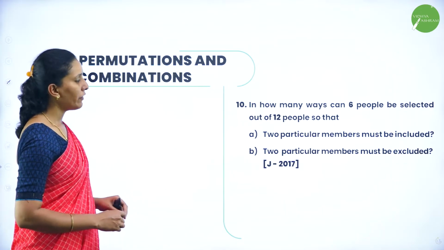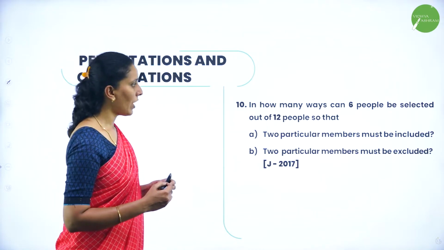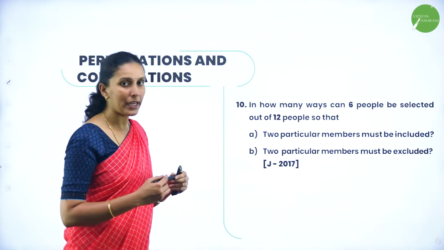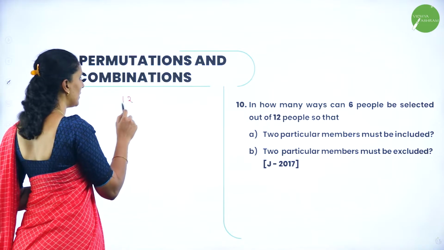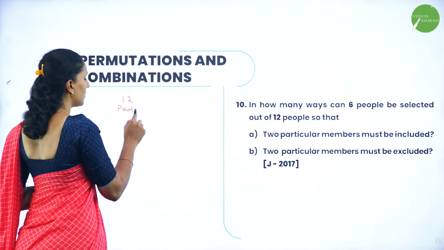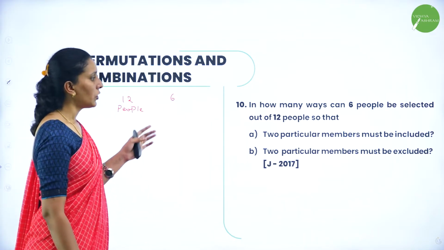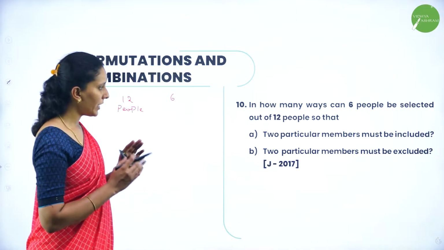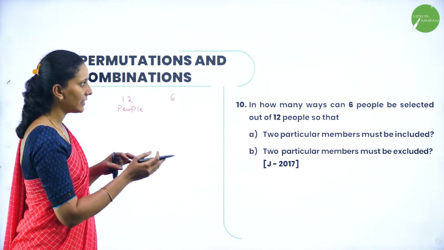Next, in how many ways can 6 people be selected out of 12 people so that 2 particular members must be included? So that means we have 12 people here and I need to select only 6, out of which 2 have to be included. 2 particular members must be included means already 2 members are inside the team here.